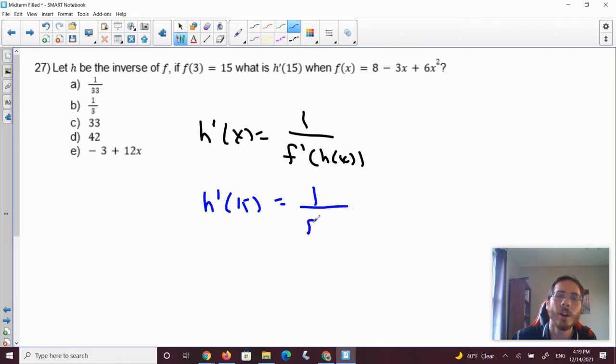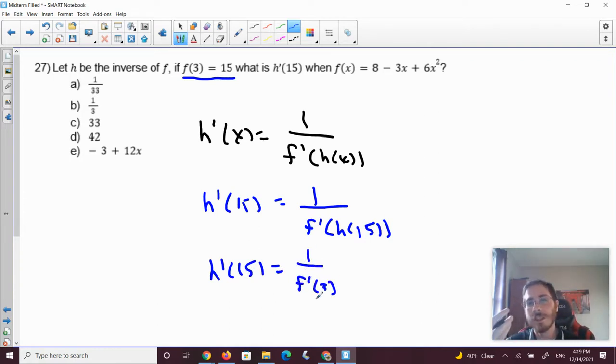So we need 1 over f prime of h of 15. You might think this is going to be tricky because I need to actually get the inverse of this one. But the person who wrote this told us that f of 3 equals 15, which means that h of 15 has to equal 3. So that was a good idea. So h prime of 15 is 1 over f prime at 3.